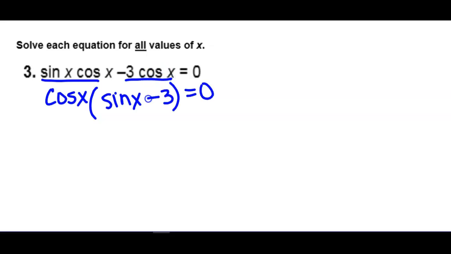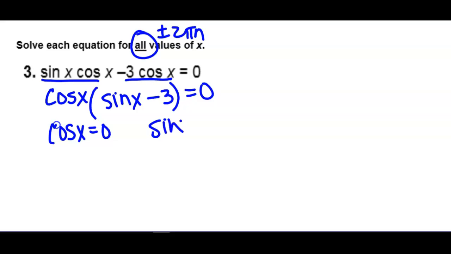Okay, so on number 3, we can factor out a cosine on both sides, or cosine out of both of these factors, both of these terms here and here. If we take a cosine out here, we'll have a sine x. Take a cosine out here, we'll have minus 3. This one says all again, so we have to remember our plus or minus 2 pi n business. Take your term being equal to 0, so either the cosine x is equal to 0 or sine x minus 3 equals 0, which means the sine is 3, and that's never true.